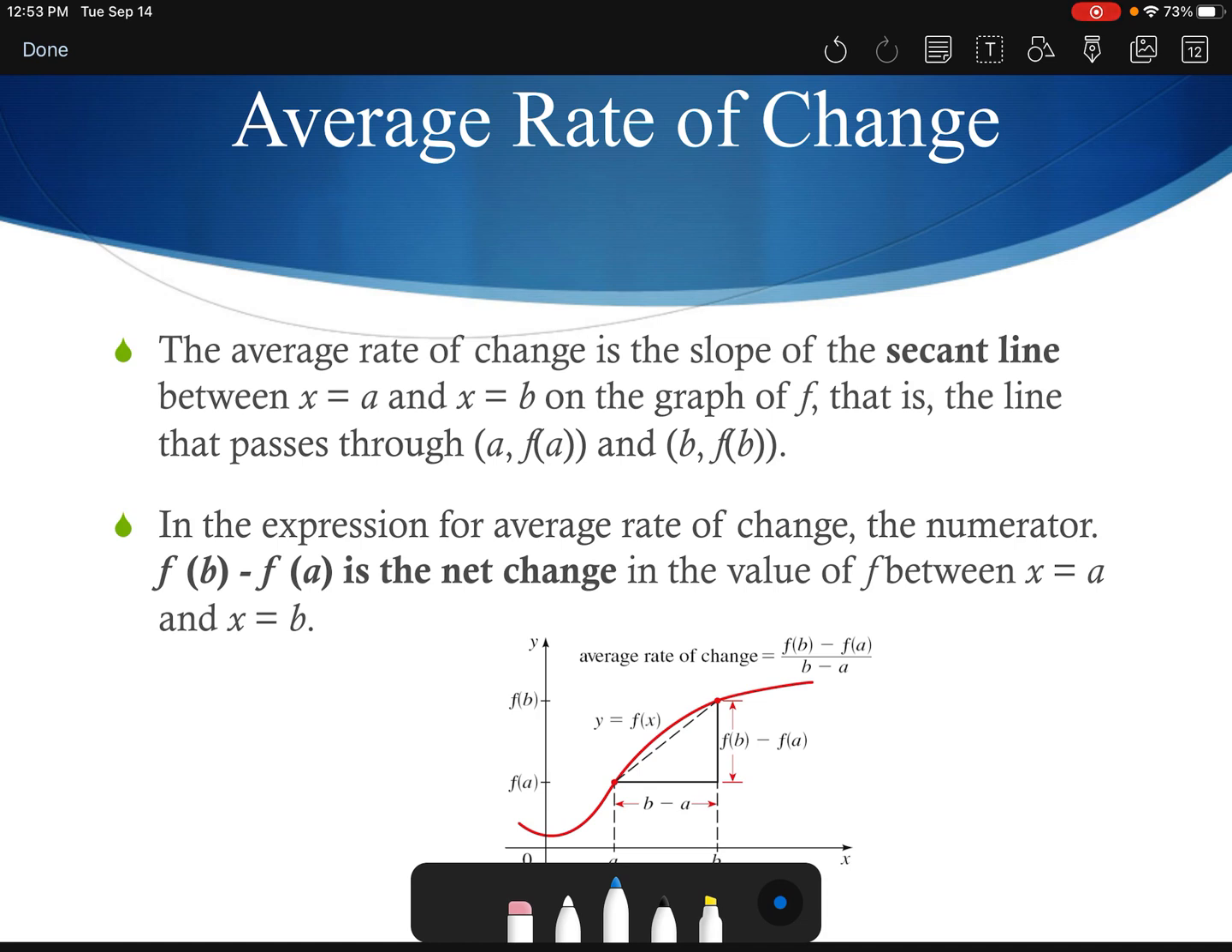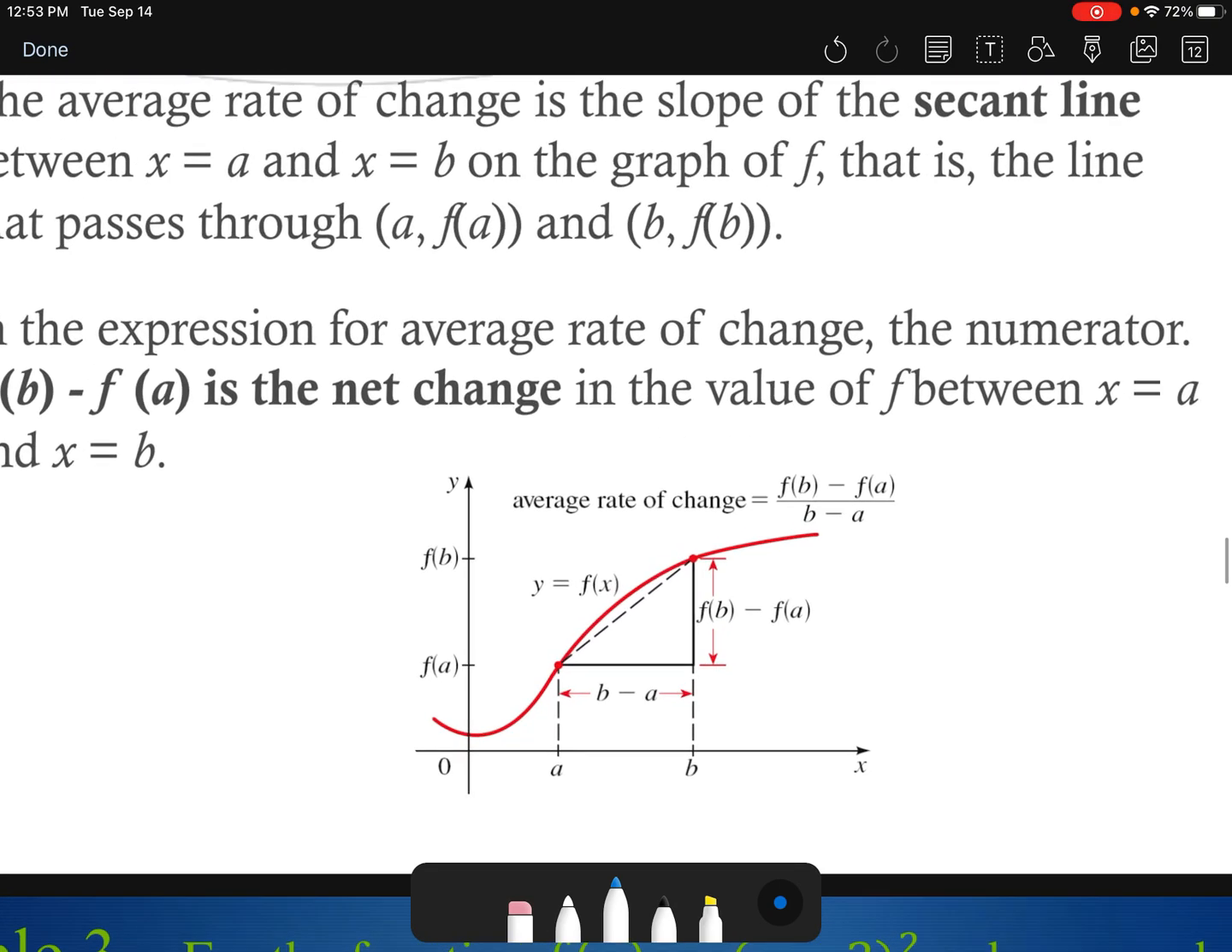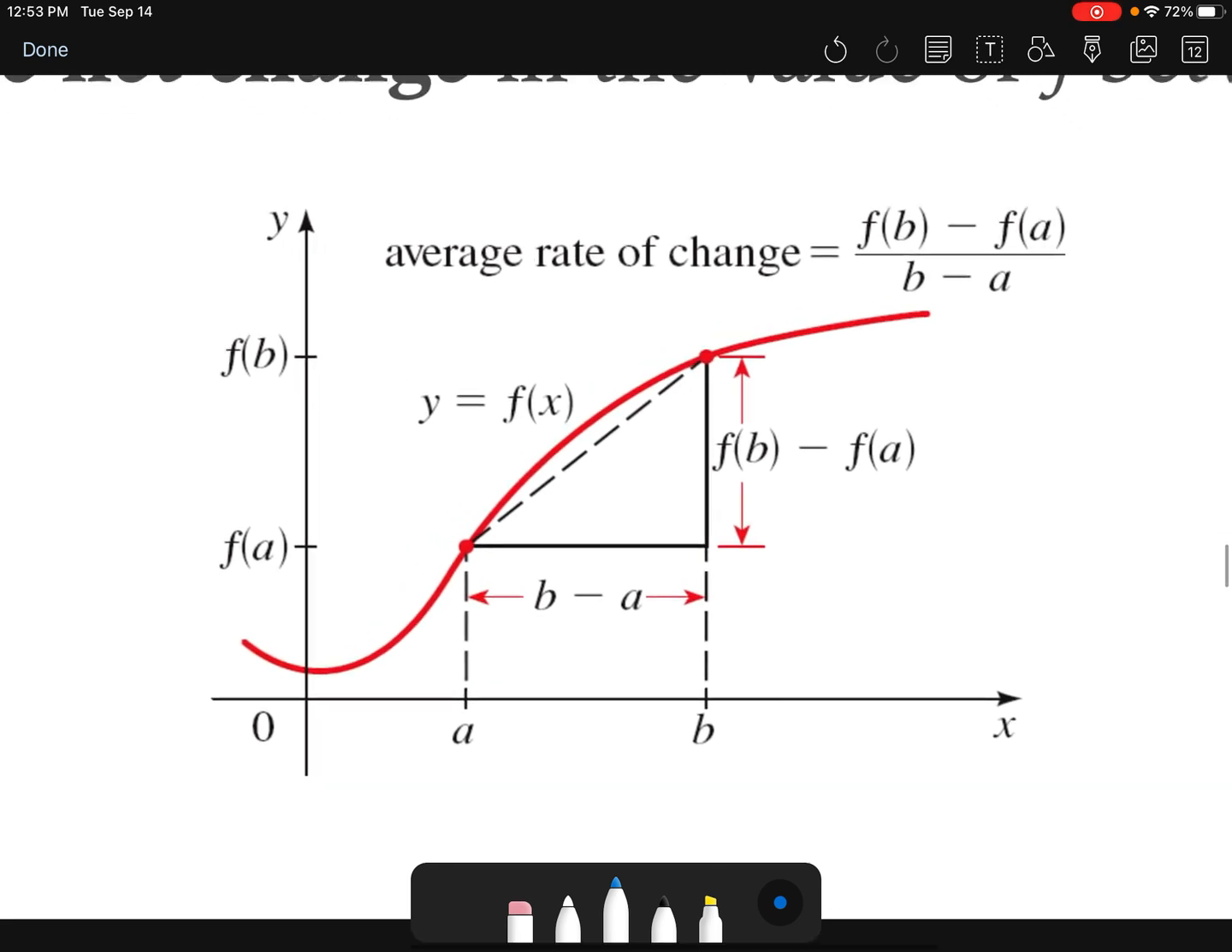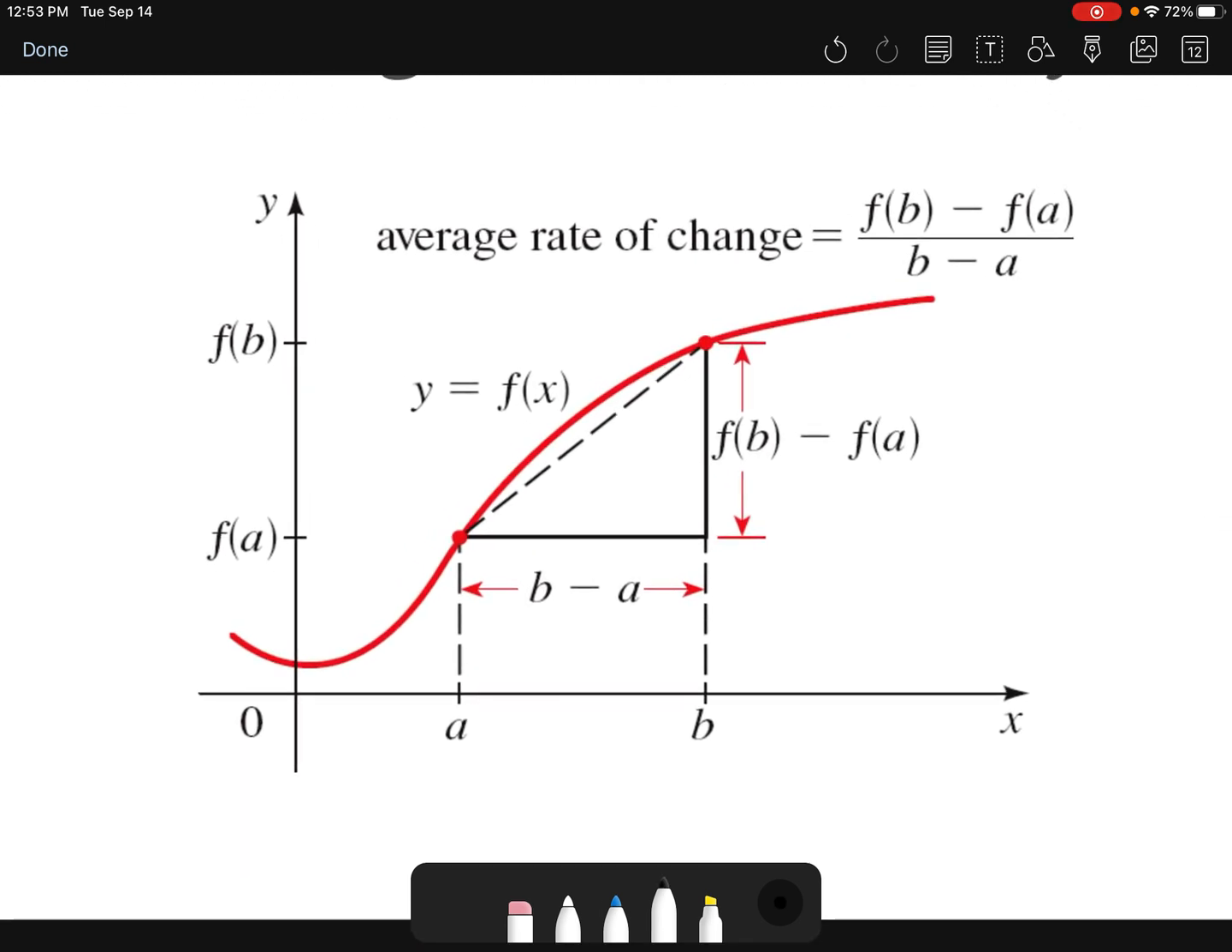And the average rate of change is the slope of the secant line between x equals a and x equals b on the graph of f. That is the line that passes through (a, f(a)) and (b, f(b)). In other words, I have this graph right here, and let's say I'm going to pick this point, which is (a, f(a)), and this point, which is (b, f(b)). This line right here is called the secant line. The slope of this secant line is what we call the average rate of change between these 2 points.